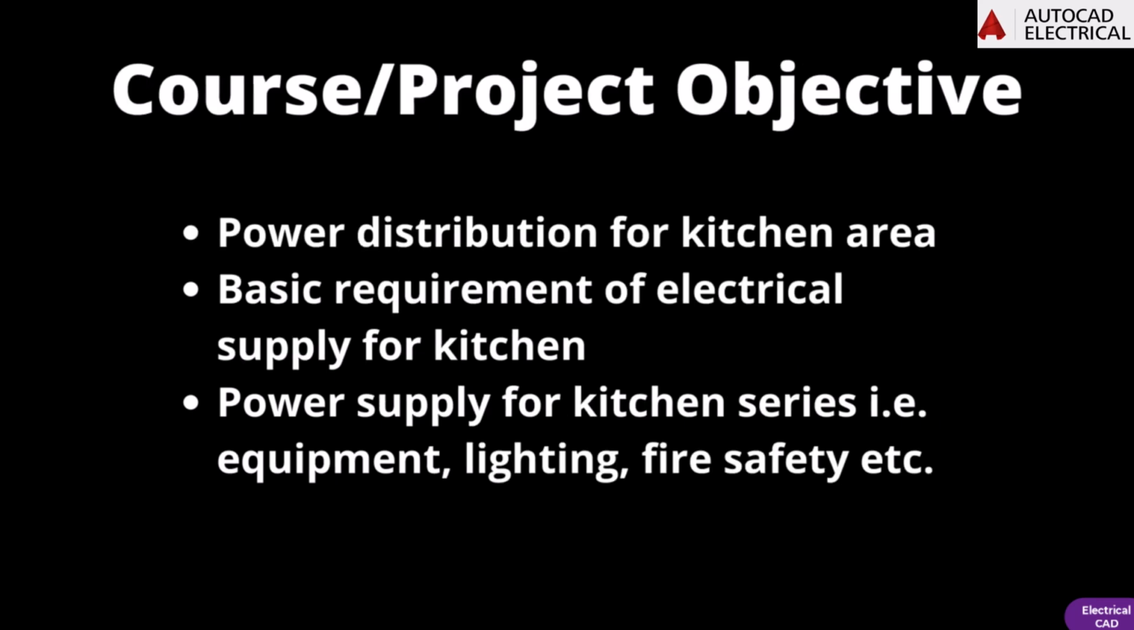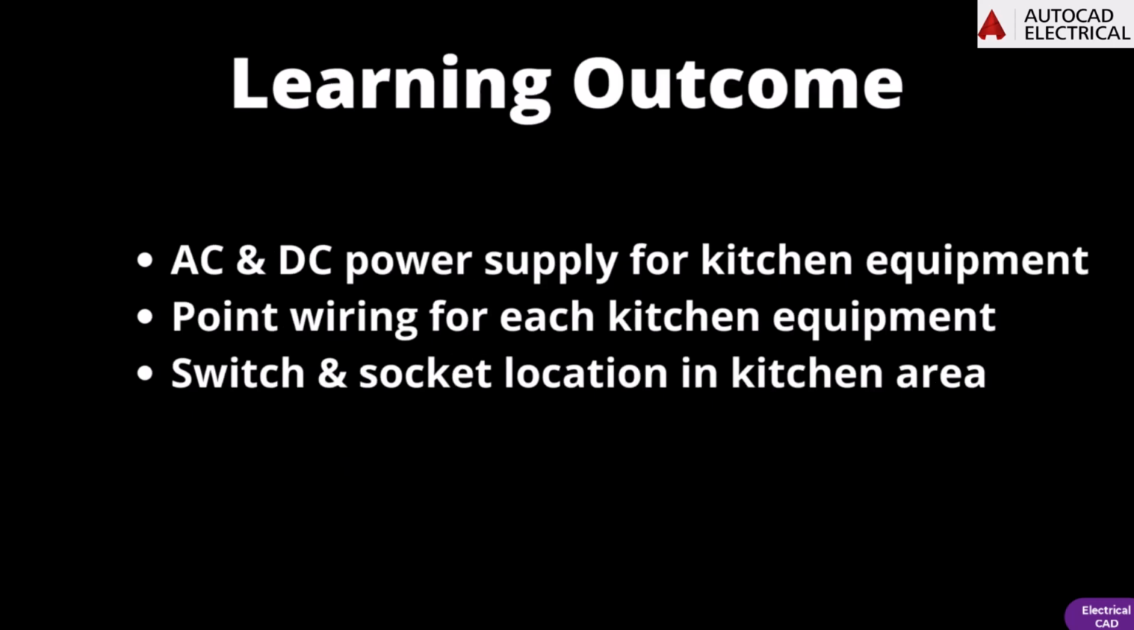Participant will be able to implement power distribution for kitchen area, basic requirement of electrical supply for kitchen, and power supply for kitchen services, that is equipment and lighting and fire safety equipments, etc. By this project, you will learn the alternate current and direct current, that is AC and DC power supply for kitchen equipment, point wiring for each kitchen equipment, switch and socket location in a kitchen area.